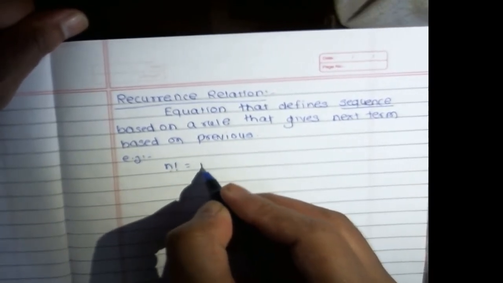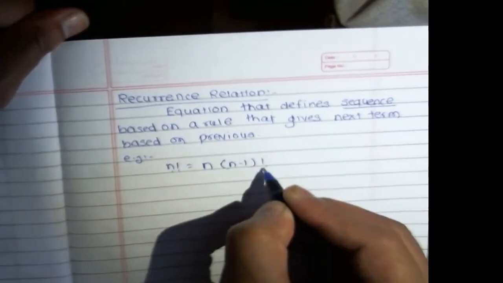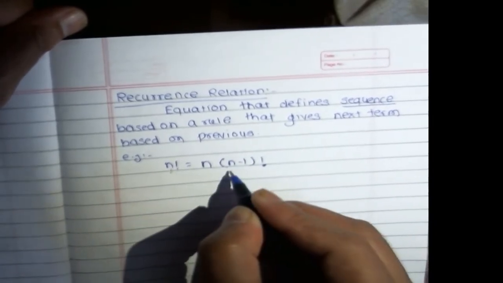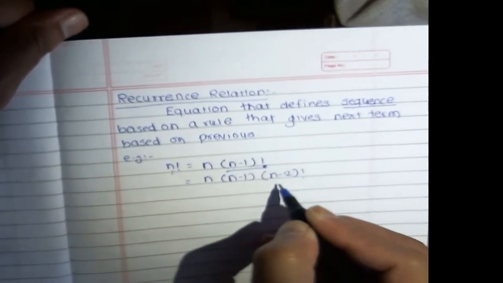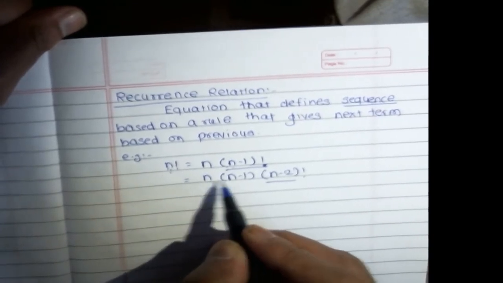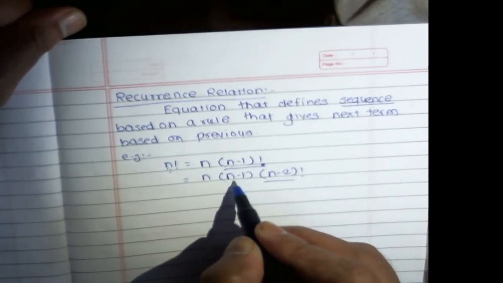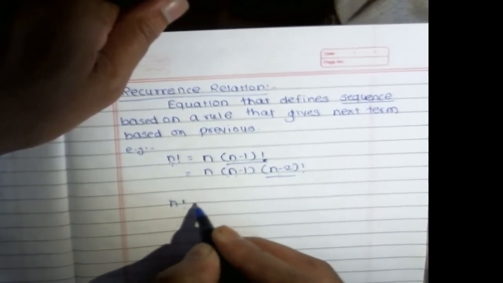So what's the previous term of n? We need to write n into n minus 1 factorial. That means the factorial of n depends on its previous factorial. Similarly, n minus 1 factorial depends on its previous term, n minus 2 factorial. So ultimately n factorial depends on its previous terms like n minus 1, n minus 2. It goes on till 0, where factorial of n is 1.